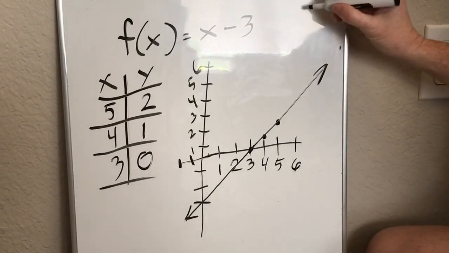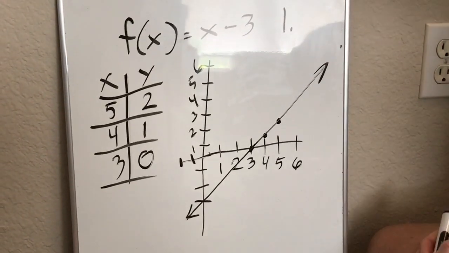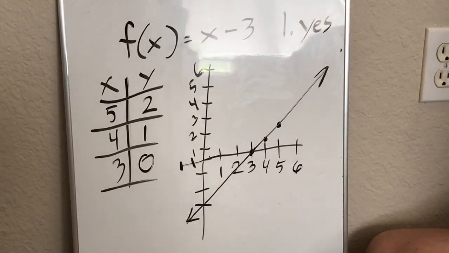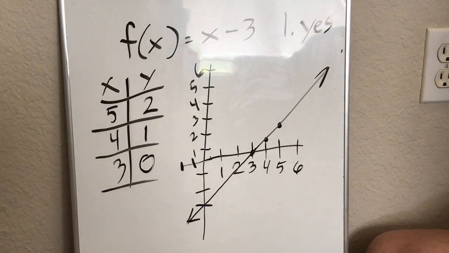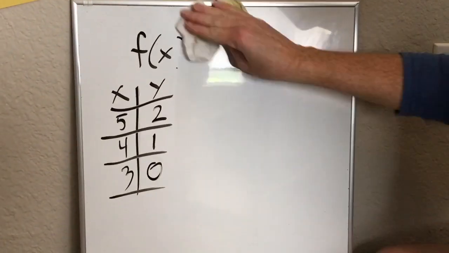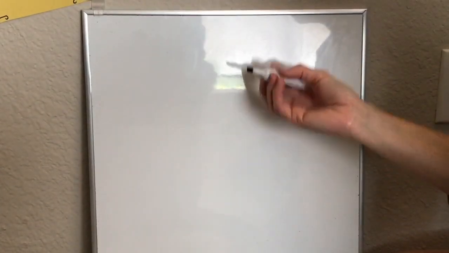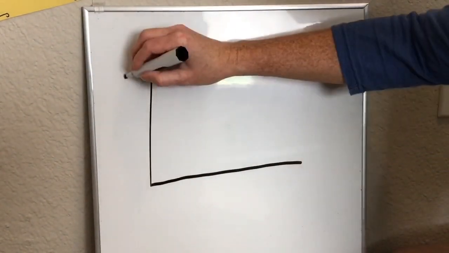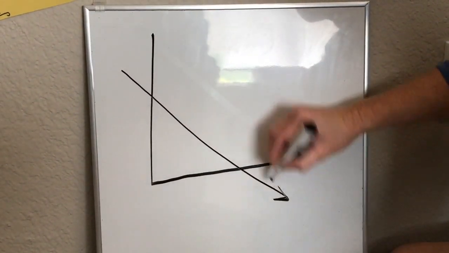This was graph number 1. For number 1, you're going to put yes. Yes, number 1 was a function. Let's work on number 2 together. Graph number 2 is going to look a little bit different. Graph number 2, I'm going to draw looking like this.